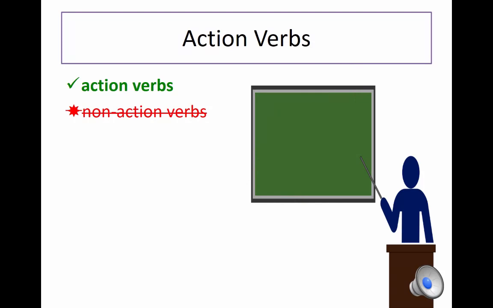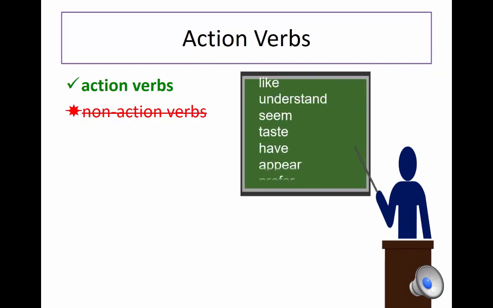Here are a few more examples of non-action verbs that we shouldn't use with the present perfect progressive, except in special cases. Like understand, seem, taste, have, appear, prefer, and there are many others.